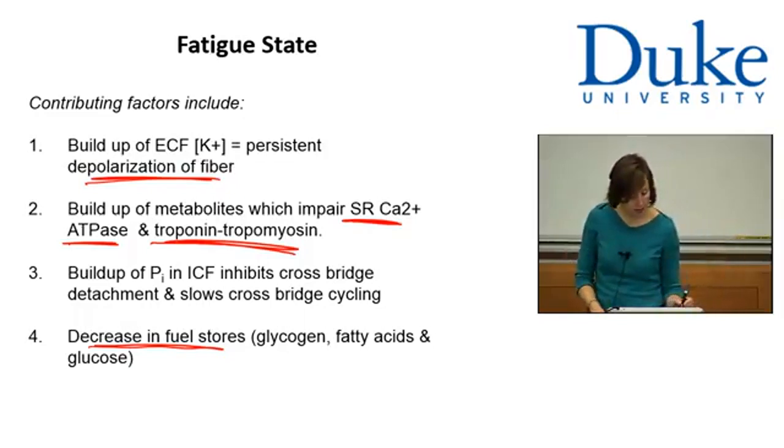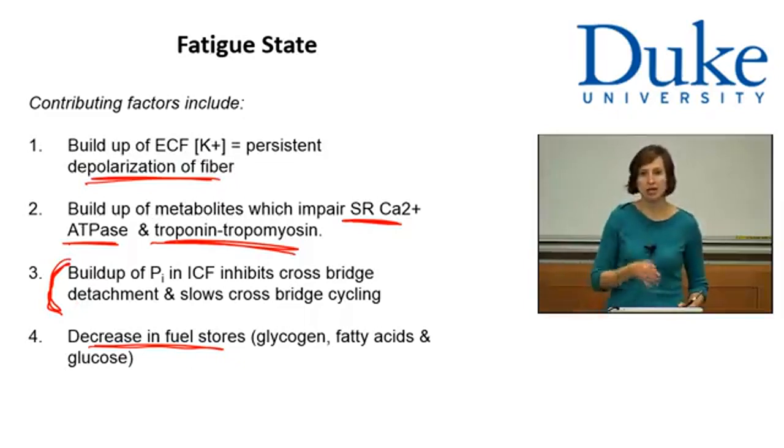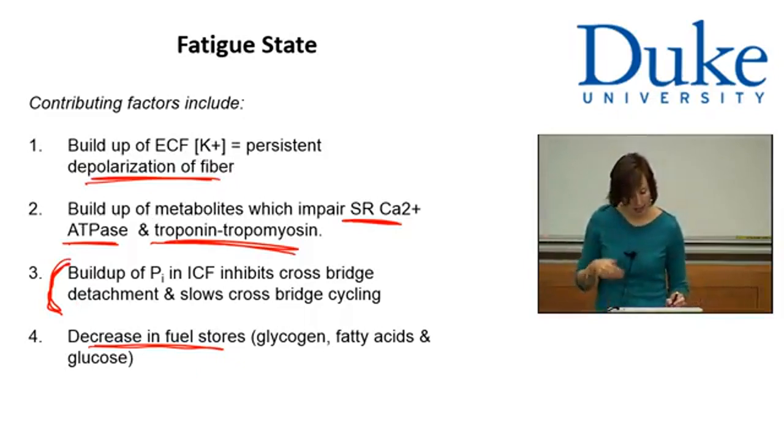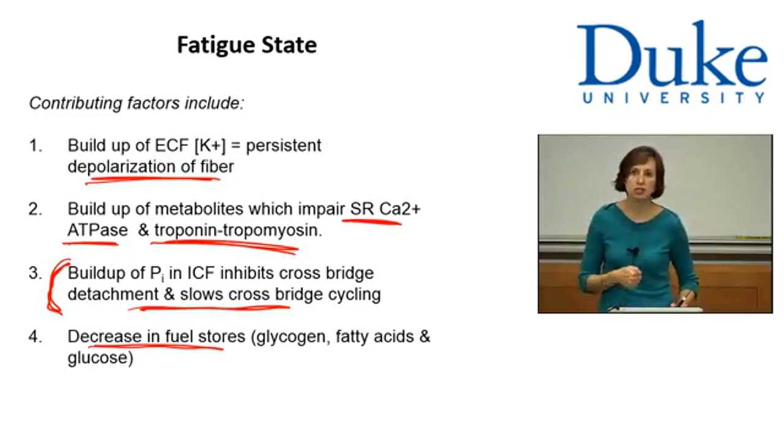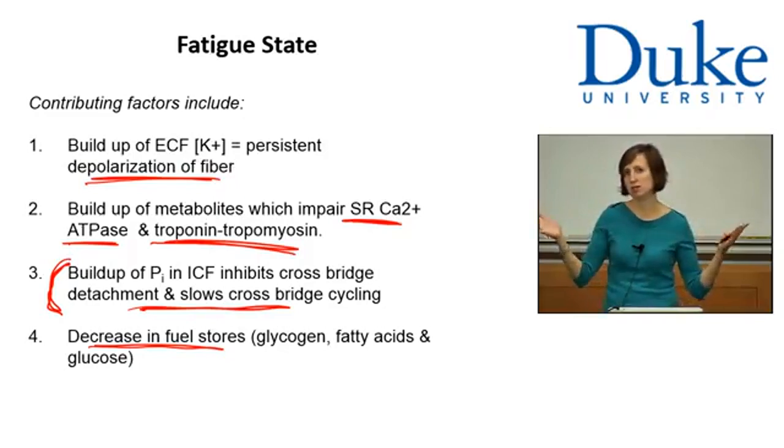And then finally, we're going to talk about how the buildup of inorganic phosphate, which is going to come off the myosin head during the cross-bridge cycle, can slow the cross-bridge cycle, which again is going to lead to a reduced ability for the muscle cell to contract quickly.